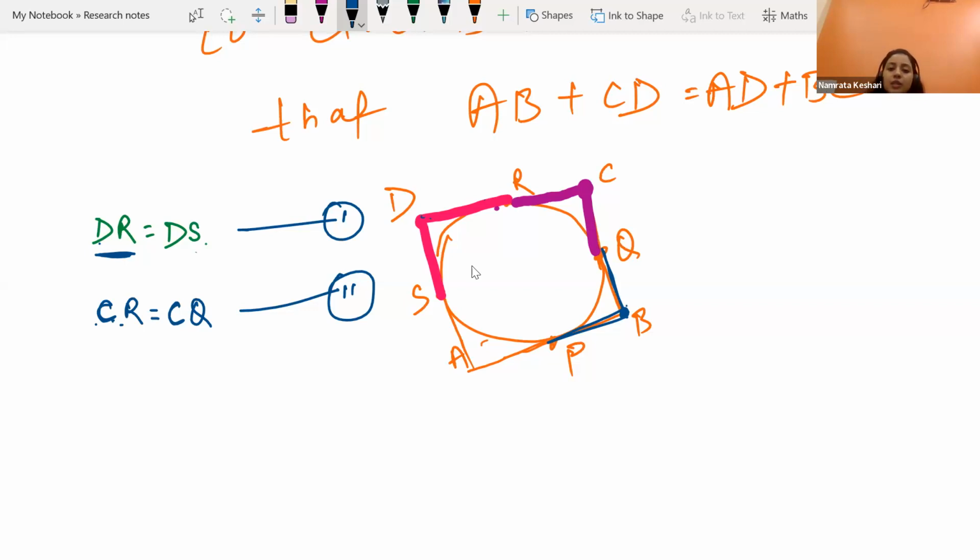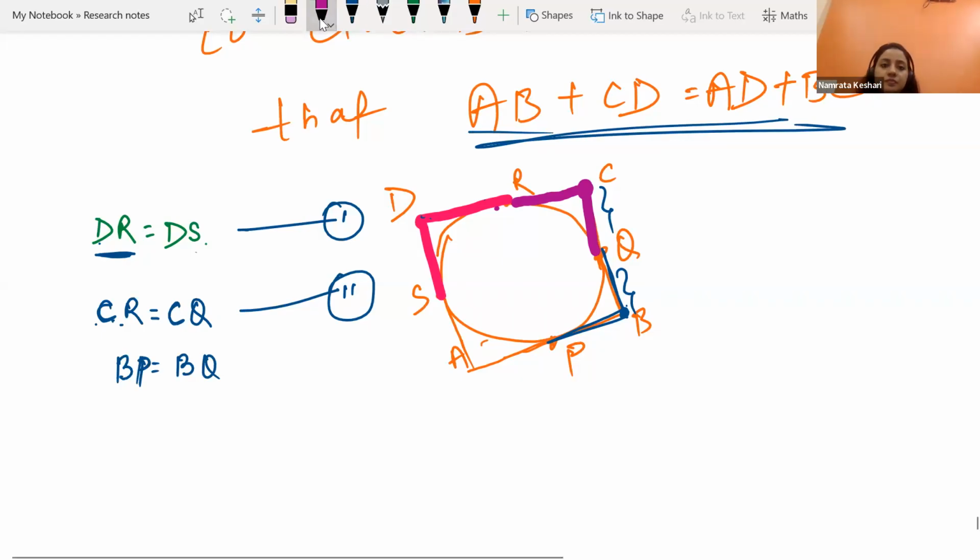So look carefully, BQ should be on the same side as CQ, only then both add up to give this complete side, according to the proof which we have to prove here. Okay, so I am writing BQ on the side of CQ and BP on this side. Am I making sense? Everyone getting it?